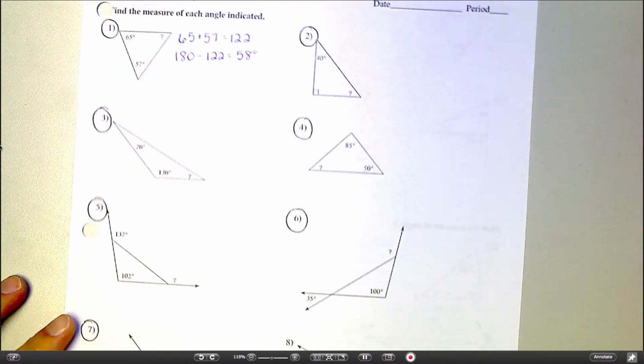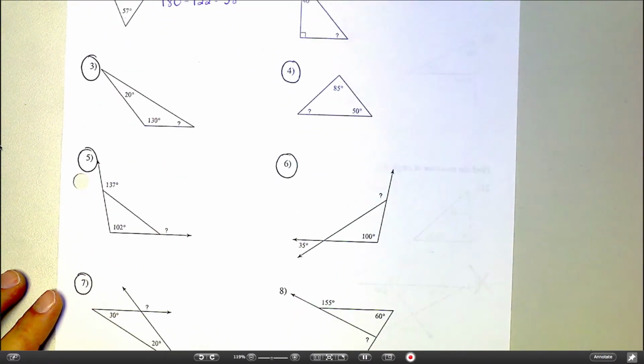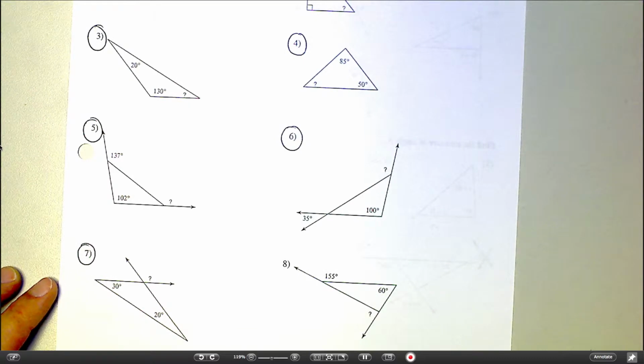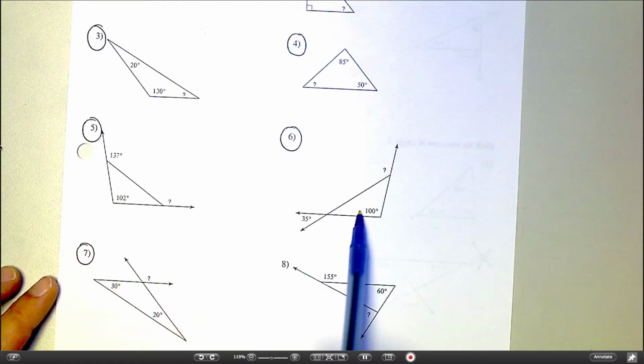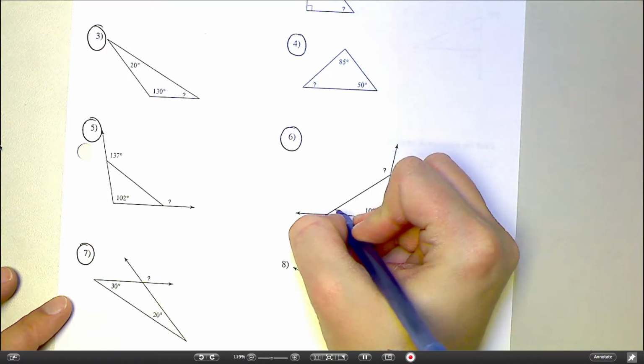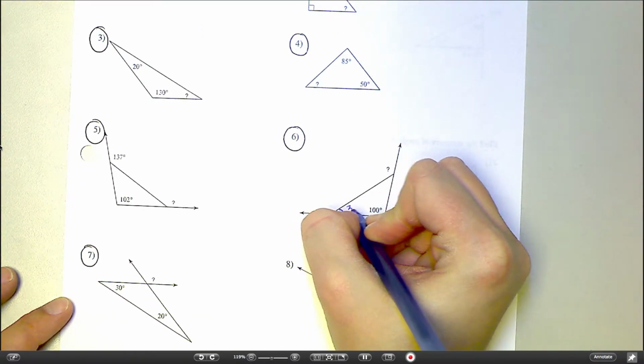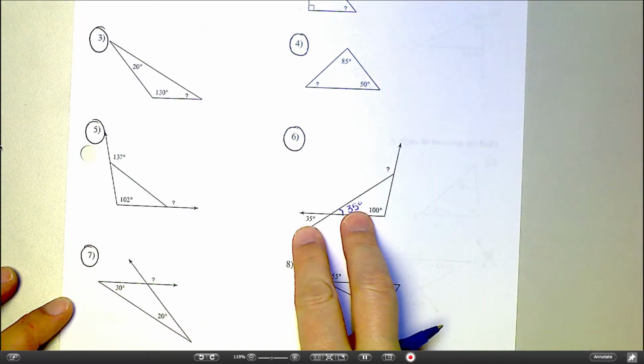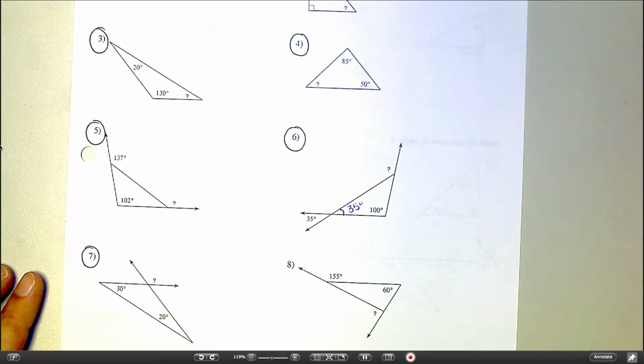Okay. Now let's look down at something like number 6. Number 6, the triangle only has 1 angle in it. But how could I get another angle that's inside that triangle? What's something else I know in number 6? Okay, 35 is the same as this angle, right? How do I know that? How do I know that these two are the same? What kind of angles are those? Starts with a V. Vertical.